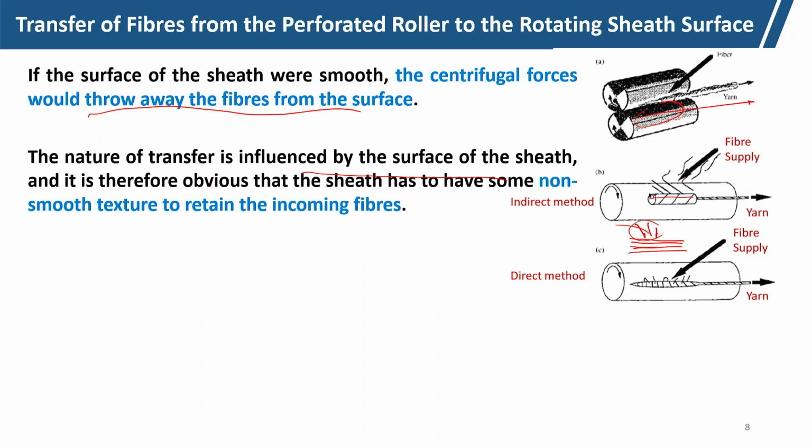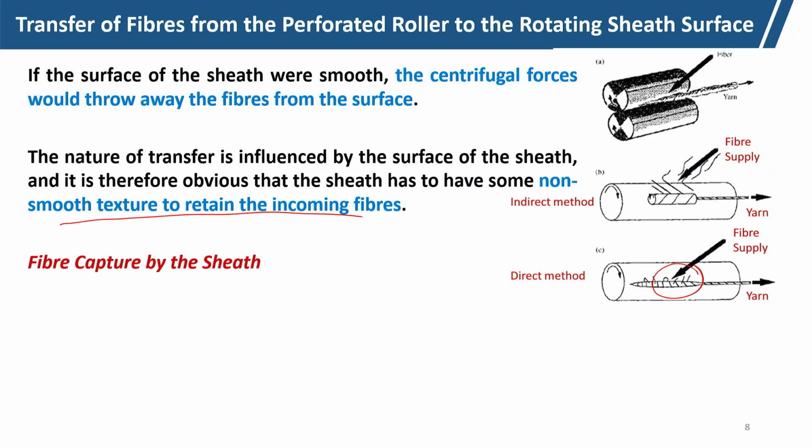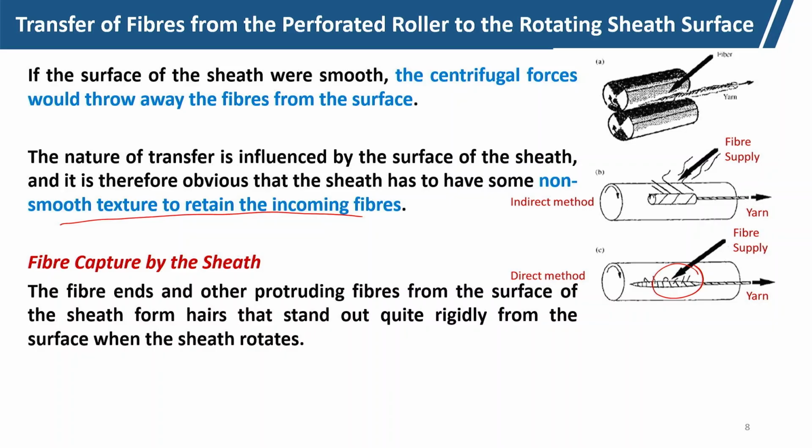So, the nature of the rotating surface, okay, it is non-smooth to retain the incoming fiber. If there are some hairs, they will try to attract the fiber. So, the surface should not be very smooth. Fiber captured by the sheath is by the fiber ends and other protruding fibers from the surface of the sheath. So, this type of protruding fibers, okay, form hairs, and stand out quite rigidly from the surface when the sheath rotates.